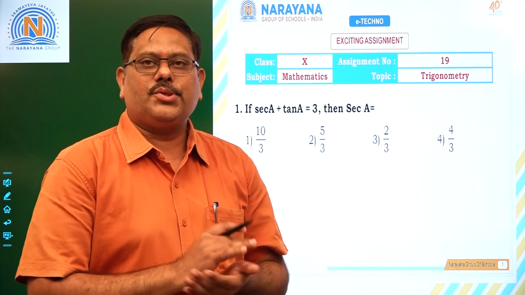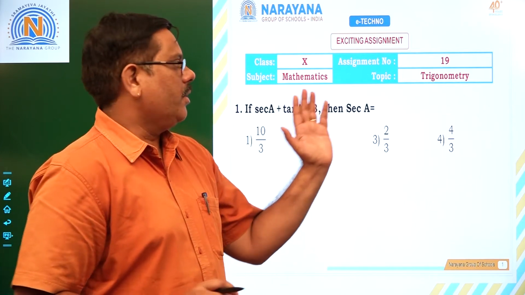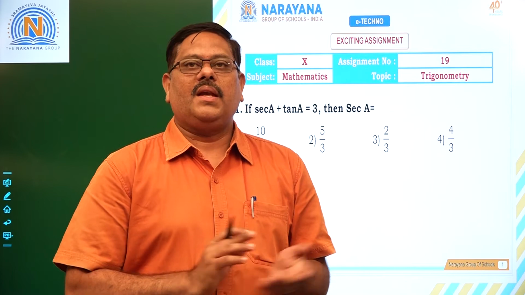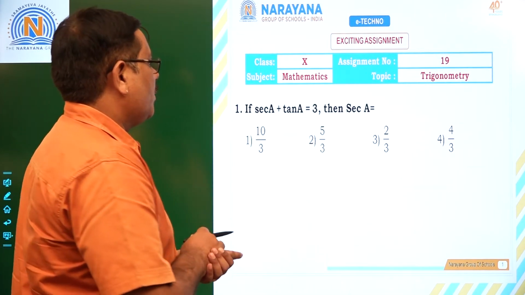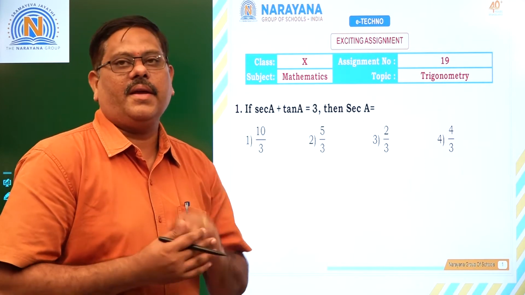Today for class 10 students, we are going to discuss assignment number 19 on trigonometry. Let us start with the first question. If secant A plus tan A is equal to 3, then what is the value of secant A?